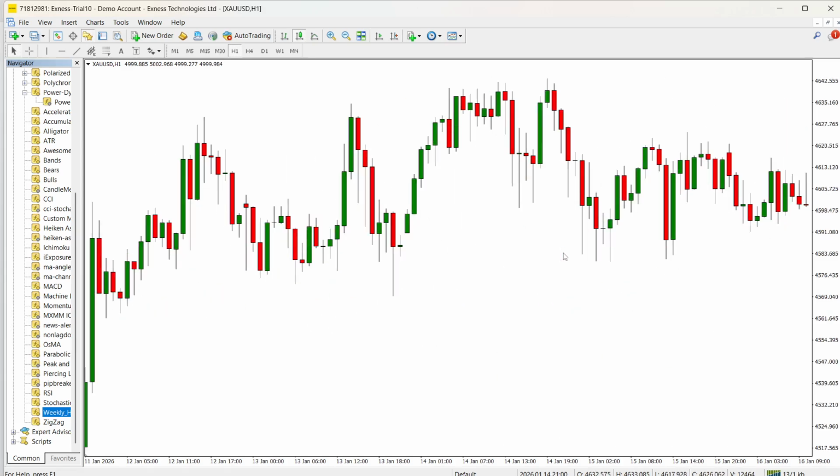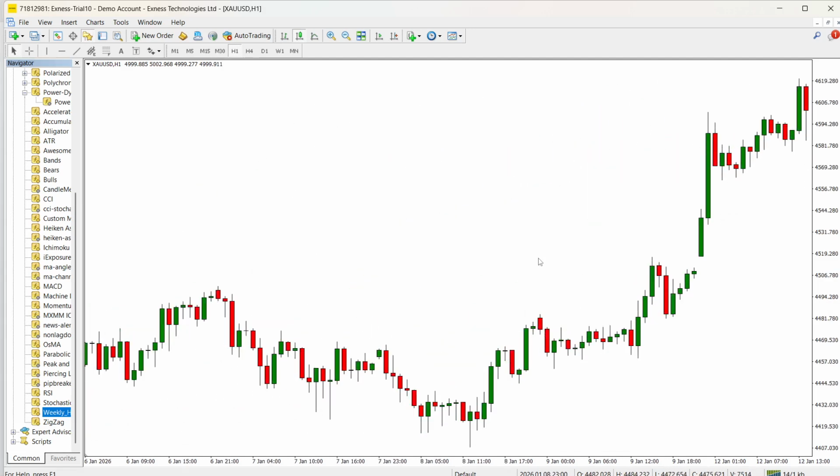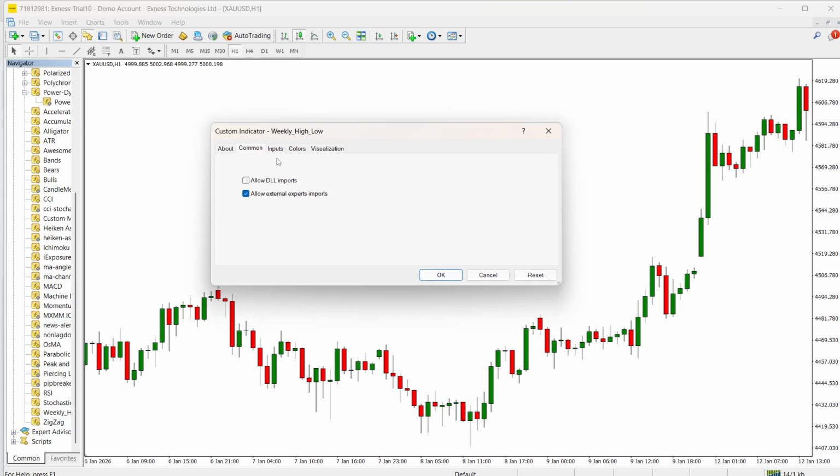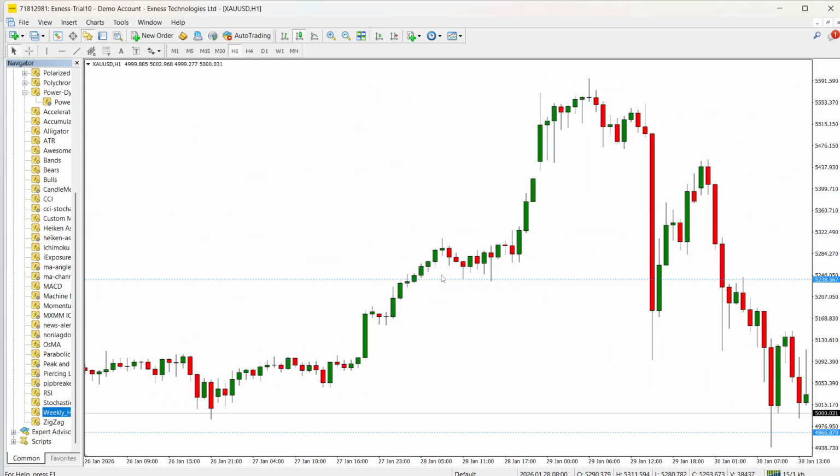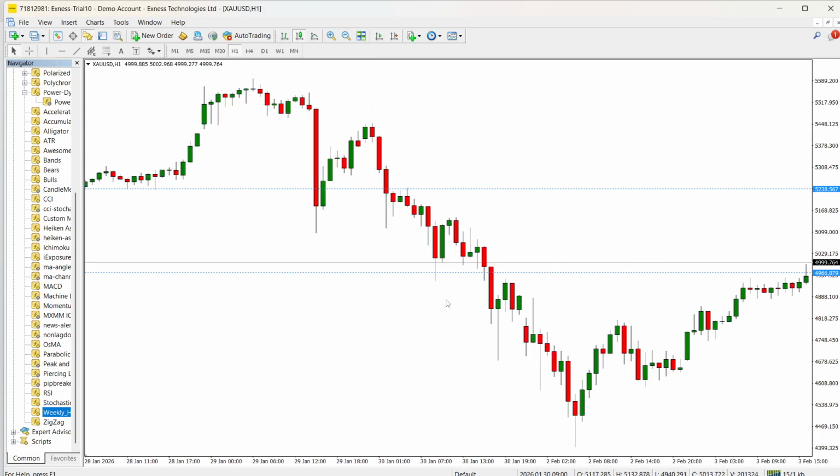In this video, we will cover how prior week levels appear on the charts and what they imply for swing trading and weekly analysis. At this point, I'll load the indicator on the charts so you can see how it looks in real time. Remember to allow DLL imports. Alright, there we have it. If you look closely.